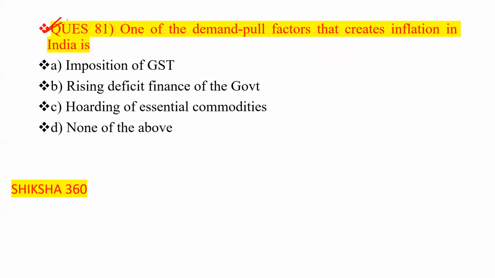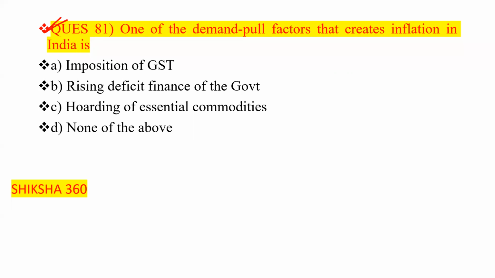Question number 81. One of the demand pull factors that creates inflation in India. What are the reasons behind the rise in inflation in India? The first option is the imposition of GST. With the implementation of GST, is there anything regarding inflation? Second is rising deficit finance of the government. Third is hoarding of the essential commodities, or option D is none of the above.